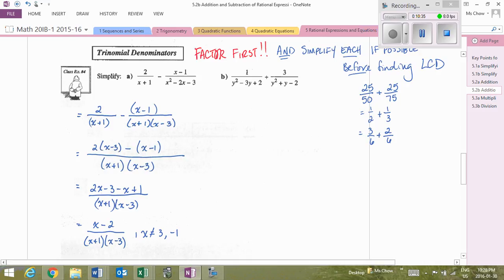Okay, let's take a look at the second one then. So again, factoring those denominators using your great factoring skills. So we've got y minus 2 and y minus 1 plus 3 over y plus 2 and y minus, nope, right? Y plus 2, y minus 1. Yes, that is right. So we have a common factor of y minus 1 and two unique factors of y minus 2 and y plus 2.